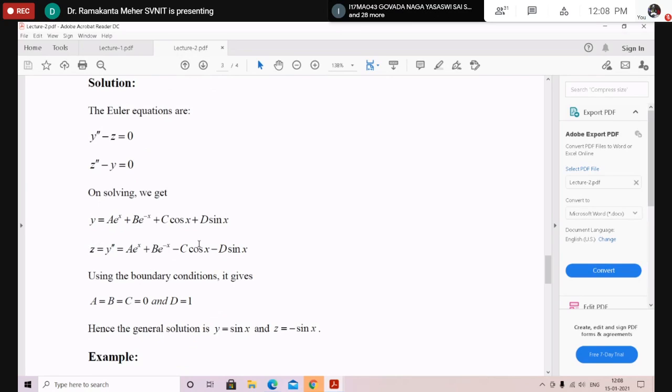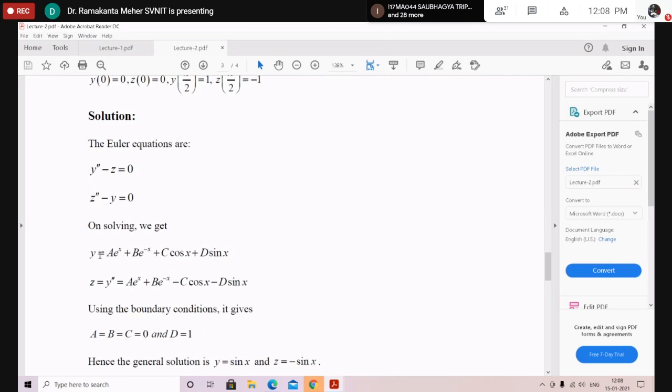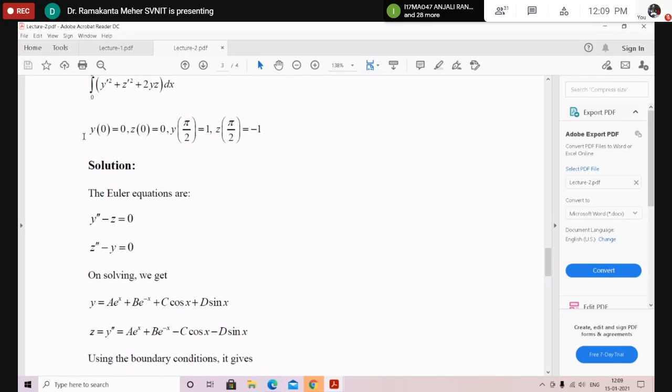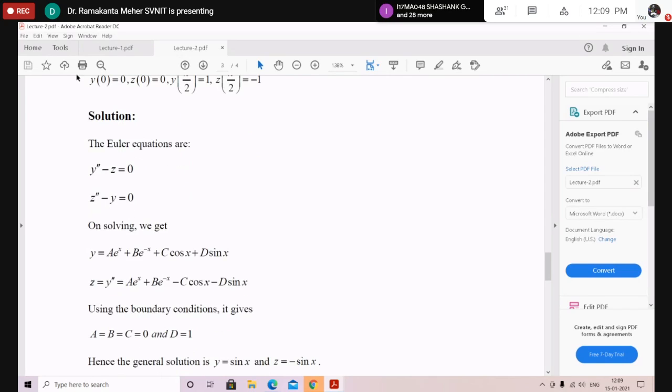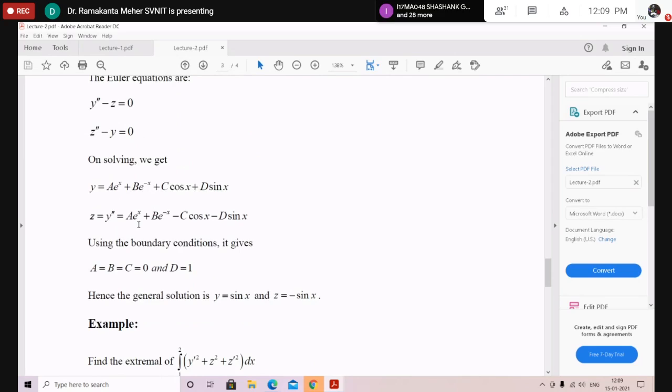Now, there are two solutions present for this variational problem: one is y of x and another is z of x. The number of constants associated with the solutions is four: a, b, c, and d. Since there are four conditions present in the extremal problem, we can use these four conditions for finding the constants. Upon using the boundary conditions, you can find a equal to b equal to c equal to 0, and the value of d as 1.